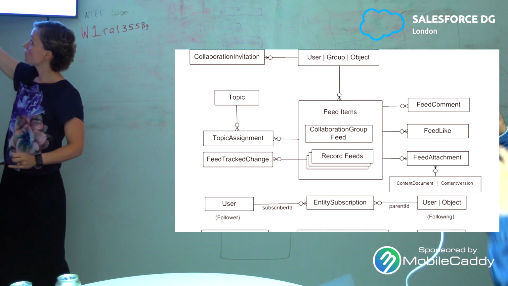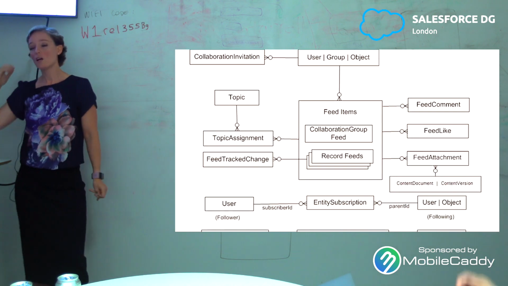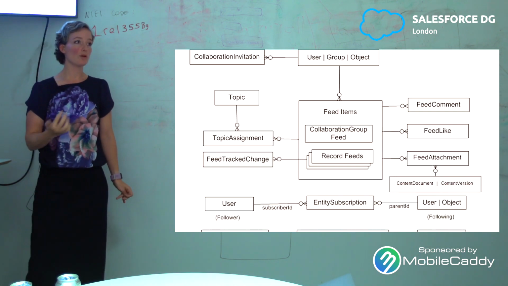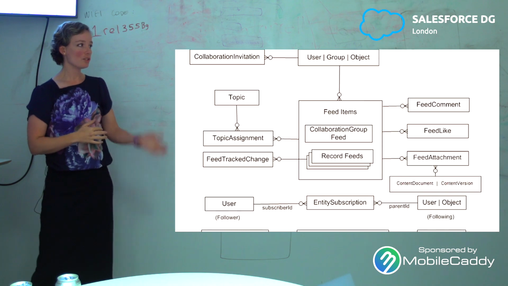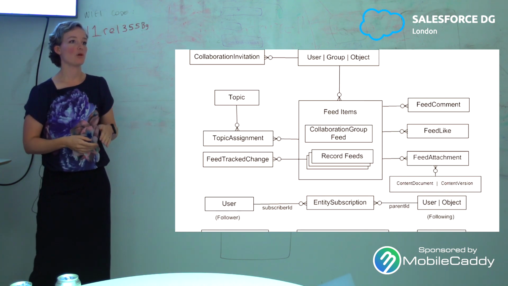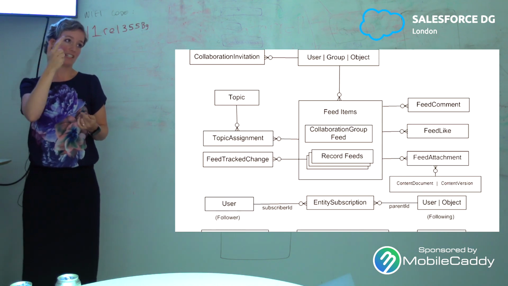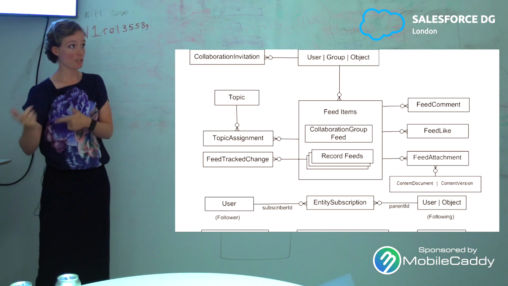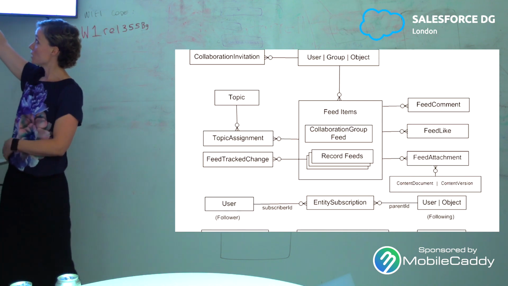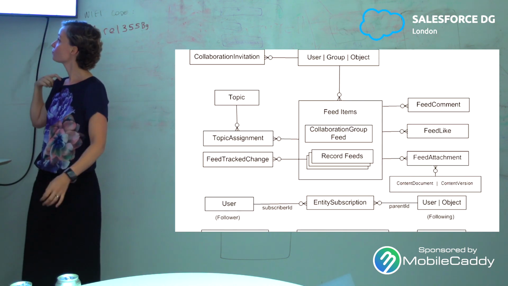But so on the left here, we've got topic and topic assignment. So the topics are what you probably know as the hashtags. So if you do a hashtag in a Chatter post, it will create a topic, and then that topic gets assigned to that post, which is the feed item. So then it will create data in topic assignment.